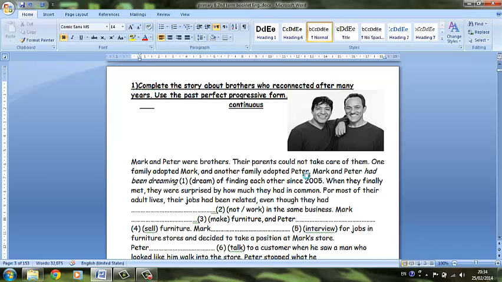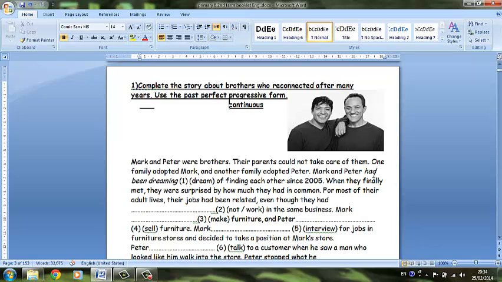It means that a family brought two brothers, one of them is Mark and the other one is Peter. But because they were very poor, they gave their children to two families. One family took Mark to bring him up, and another family took Peter to bring him up. So they were separated. So they ask you here to write the missing parts by using the past perfect progressive, or the past perfect continuous.